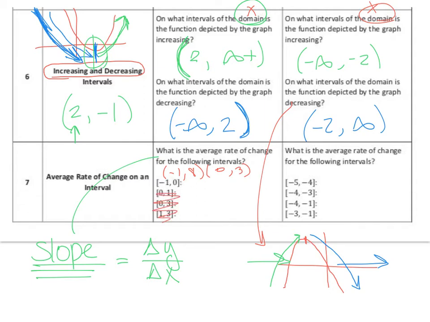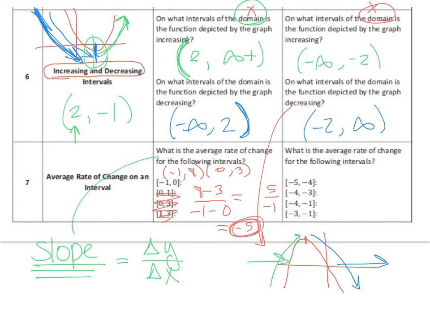My slope, or my average rate of change, is change in y. So 8 minus 3 over change in x, -1 minus 0, which equals 8 minus 3 is 5, -1 minus 0 is -1. My average rate of change is -5 for that first interval.